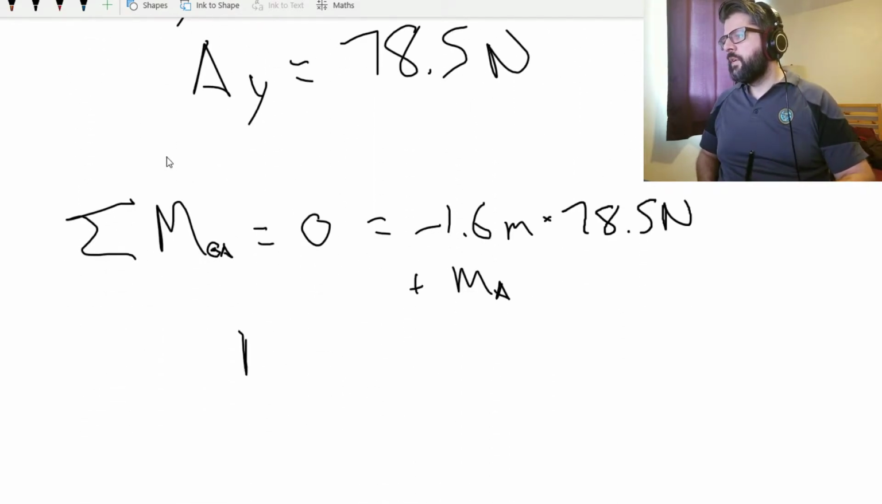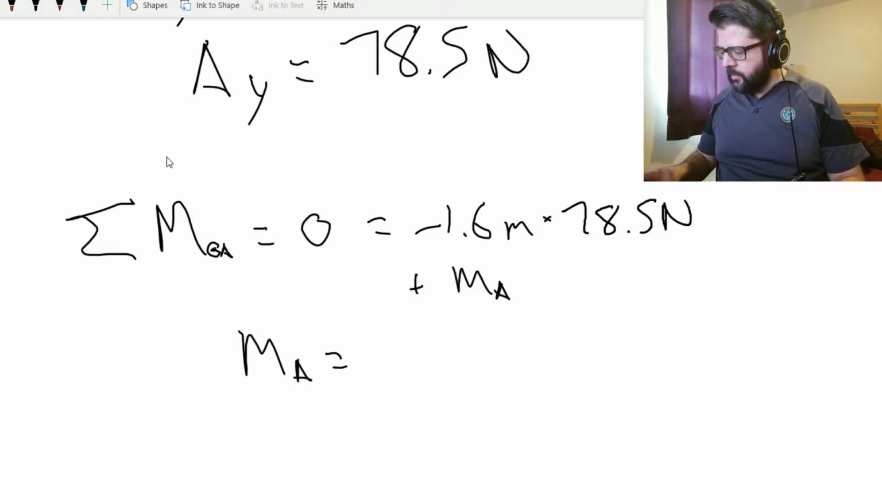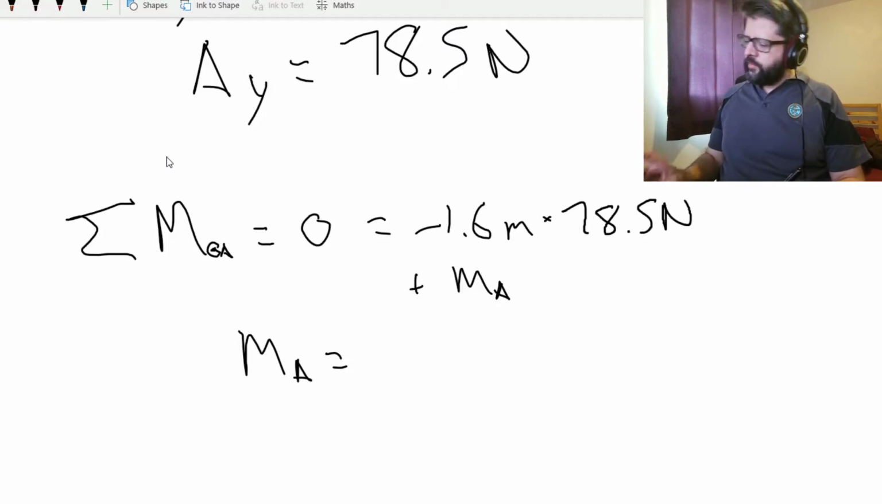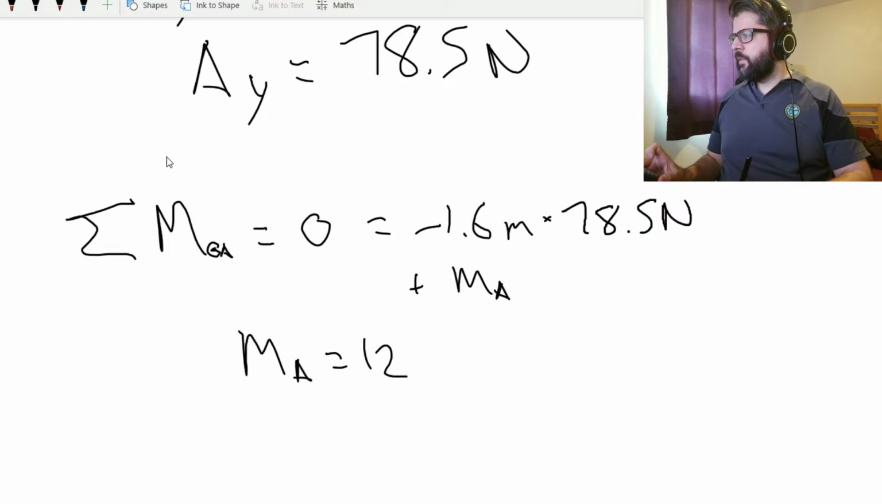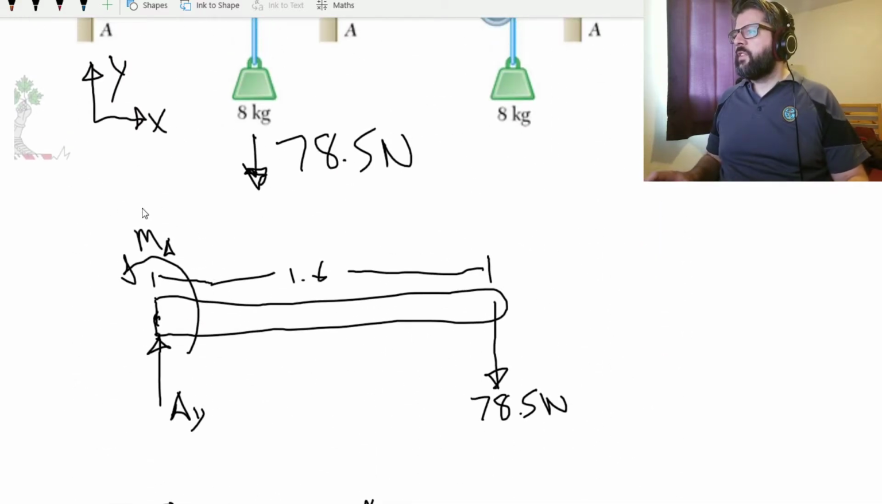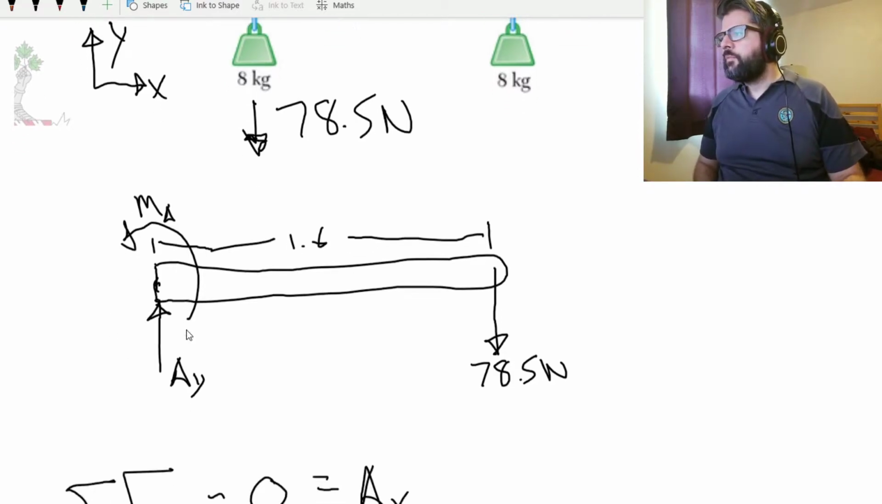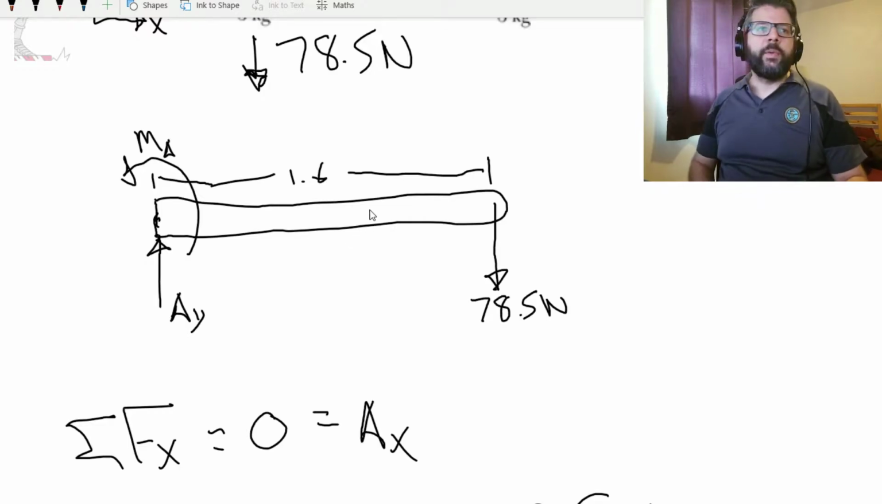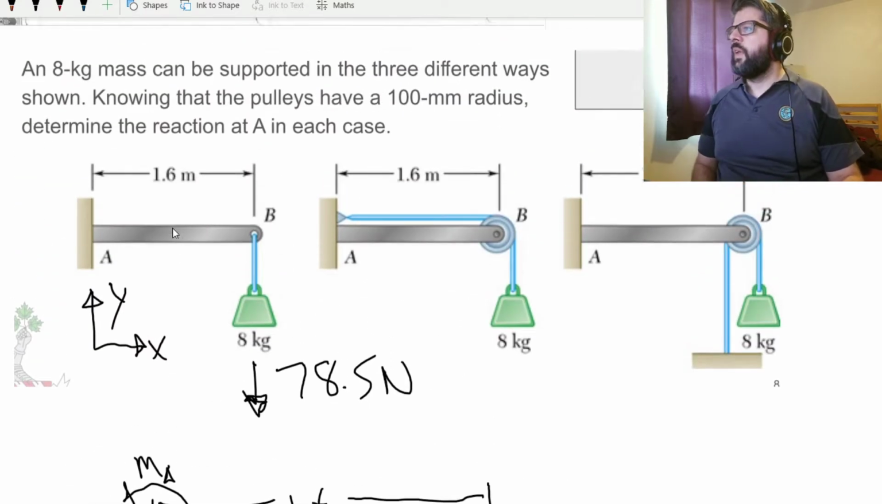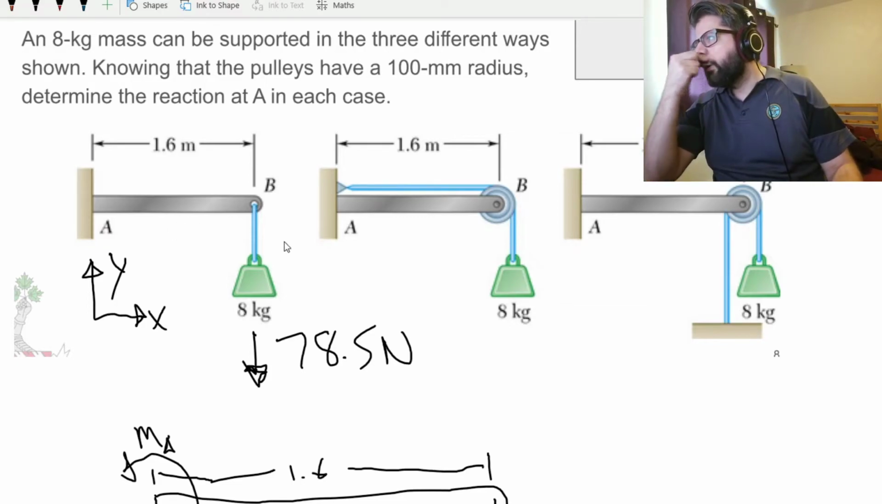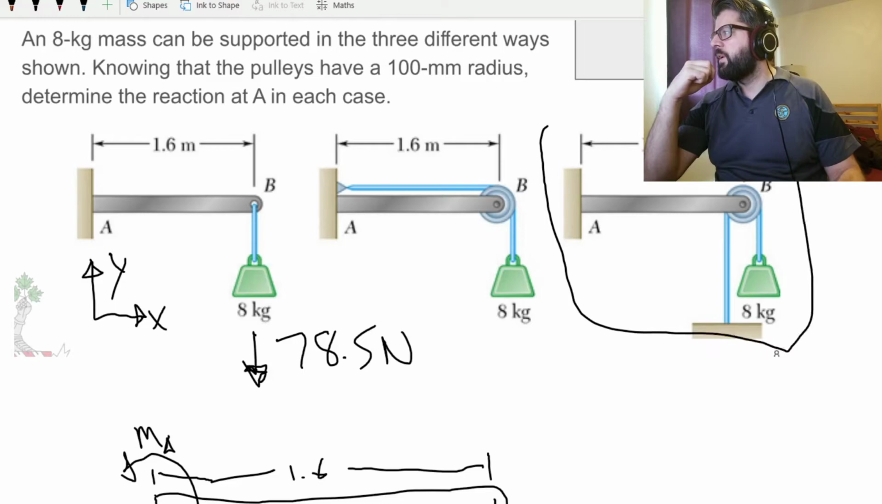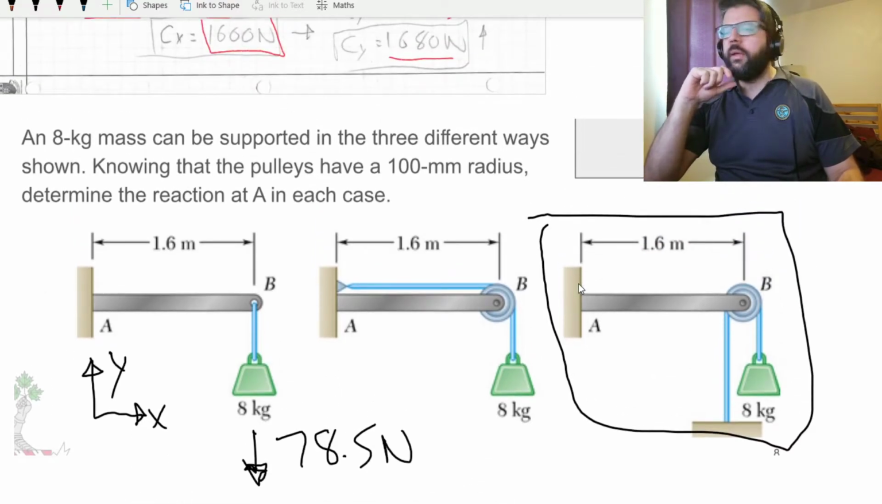So, simple enough to calculate there. MA is equal to whatever that happens to be when we add it to the other side. So 1.6 times 78.5, that's going to be 125.6 newton meters. So that's our reaction there. So that's all we need to solve for that one. So I'm going to skip over to this one here, real quick.